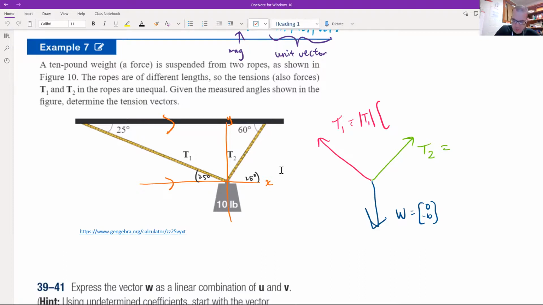The x component would be in the opposite direction. So I'm going to go ahead and write negative cosine of 25 degrees, and the y component is still the same as for 25 degrees. I could have gone to cosine of 155 degrees and sine of 155 degrees, but this is a nice smaller angle.